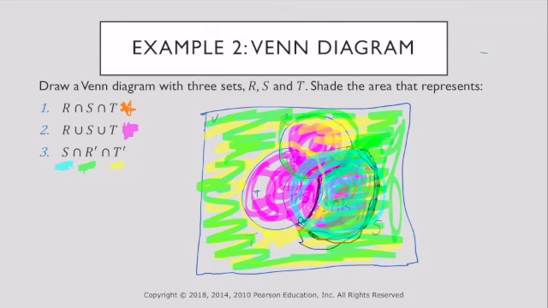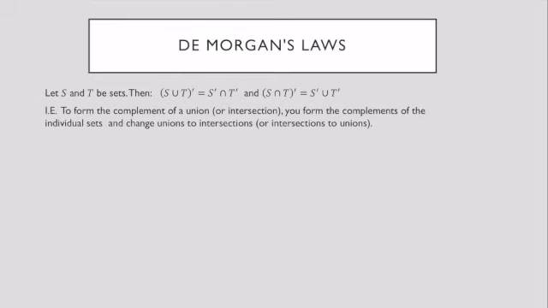Perfect. So let's let S and T be sets. Then the complement of S union T is the same as the complement of S intersecting the complement of T. And the same thing is true for the complement of S intersect T. That's S complement union T prime. So i.e., to form the complement of a union or intersection, you form the complements of their individual sets and change the unions to intersections or the intersections to unions.